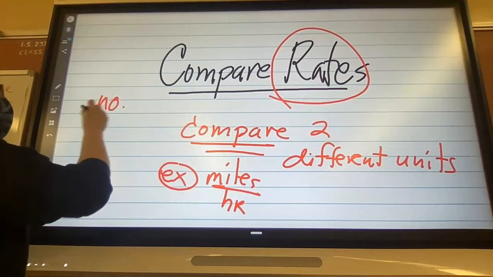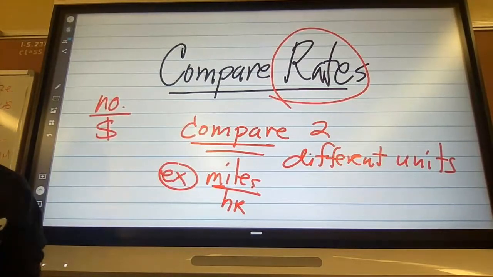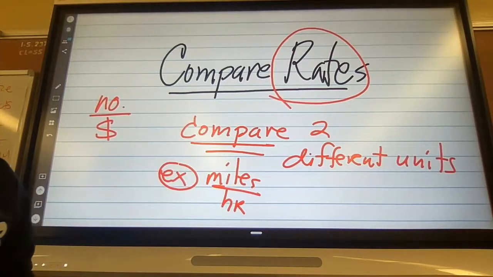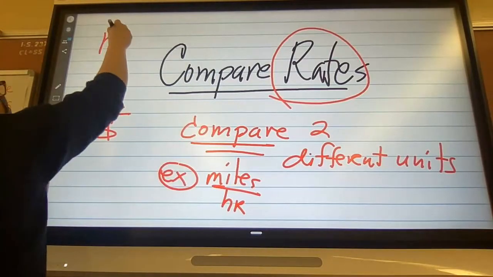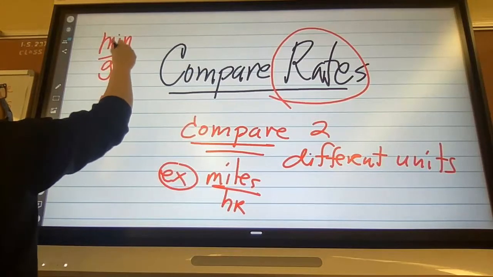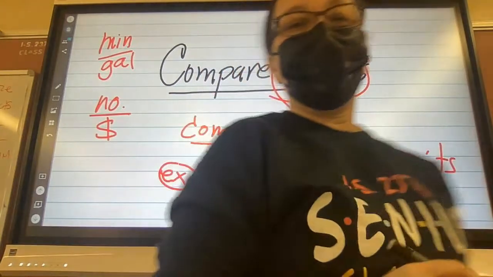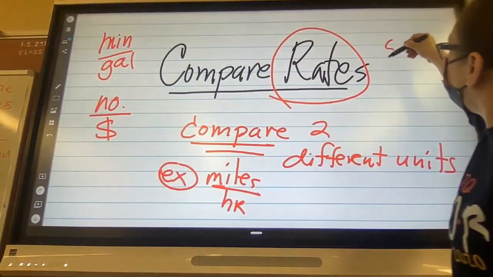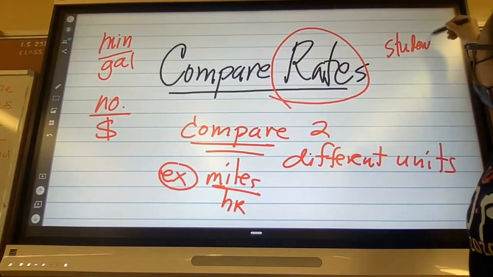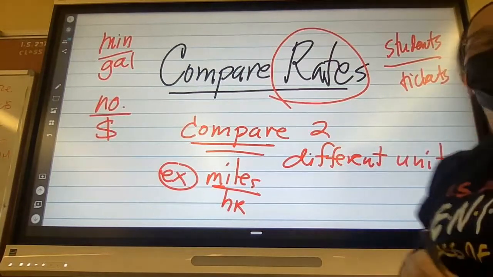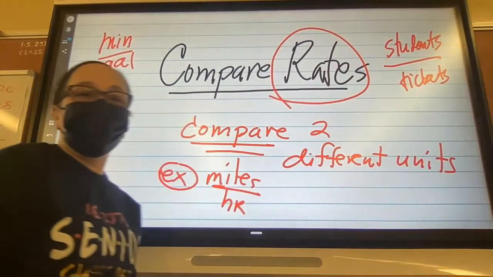Number of items to $1. So 2 different things. Yeah. Minutes to gallons, we did this morning. Give me more. Students to what? Oh, students to tickets. Students to tickets. That's perfect.